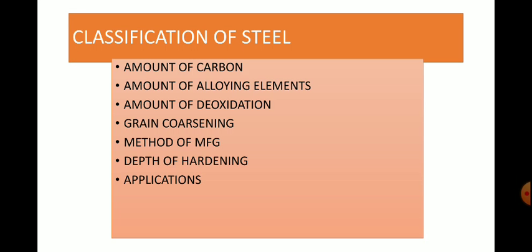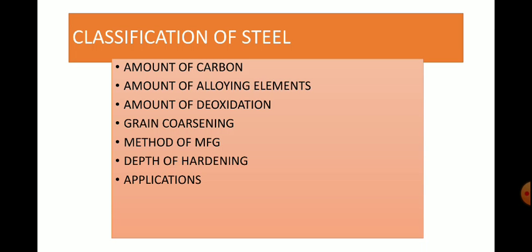Now the next classification of steel is as shown over here. First, the amount of carbon, that is how much carbon we add in steels. Next, the amount of alloying elements, that is how much alloying elements we add other than carbon and iron. Next, the amount of deoxidation, that means how much oxide we remove from the iron or steels. Next, the grain coarsening, that is what type of microstructure we have, or the size of grains for different types of steels.